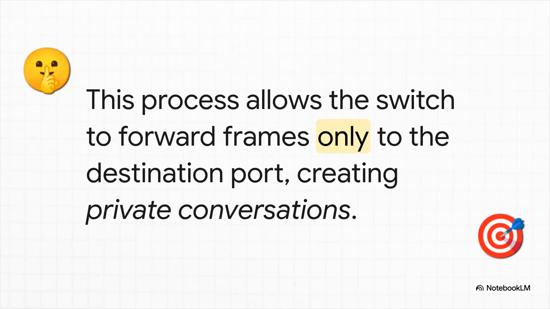So what does this all mean? Well, the next time a message comes in that's addressed to you, the switch doesn't shout. It just looks up your MAC address in its table, finds your port, and forwards the message only to you. It's a private line. This totally transforms the network. It gets rid of collisions and makes everything way faster, way more efficient, and a whole lot more secure.